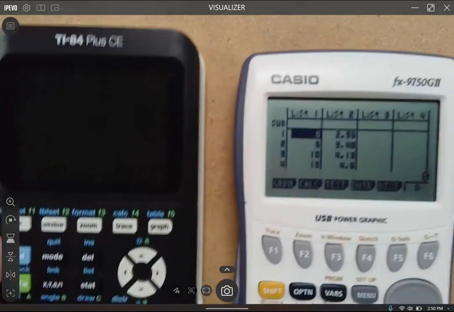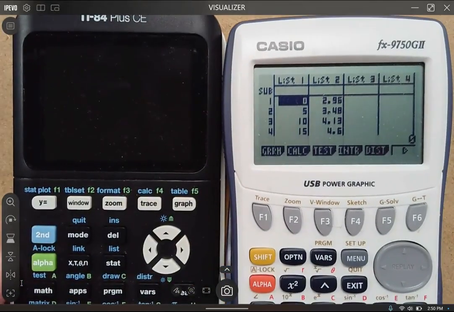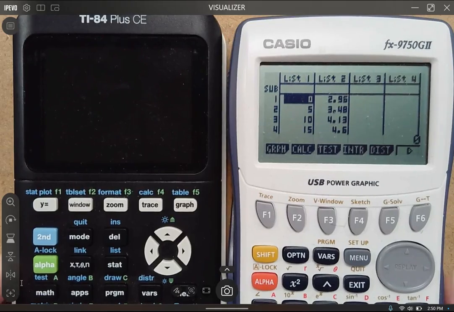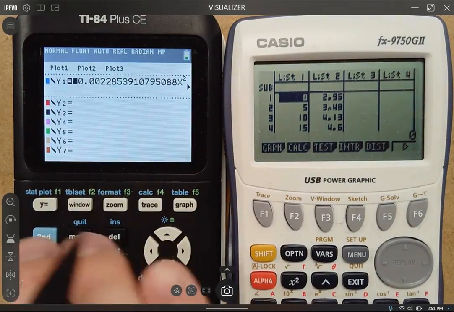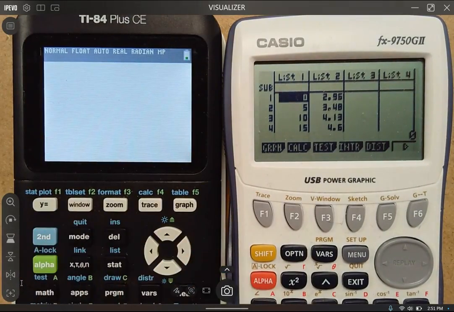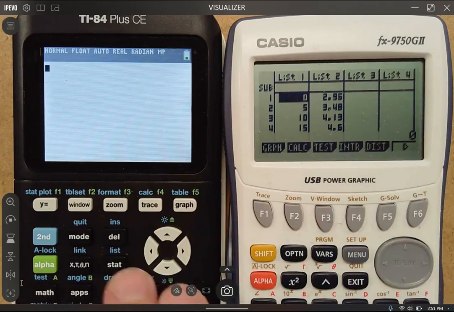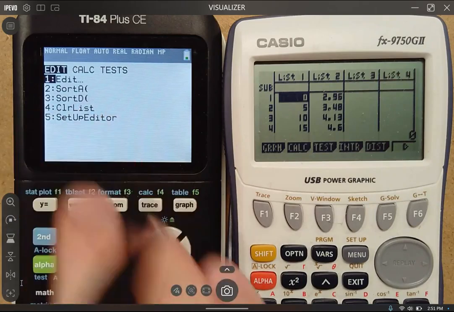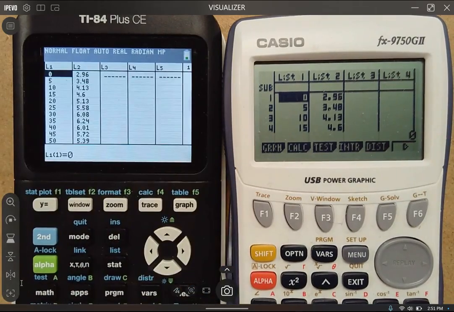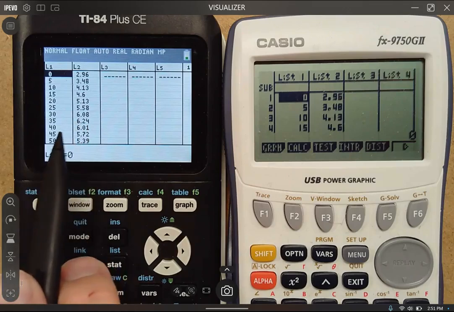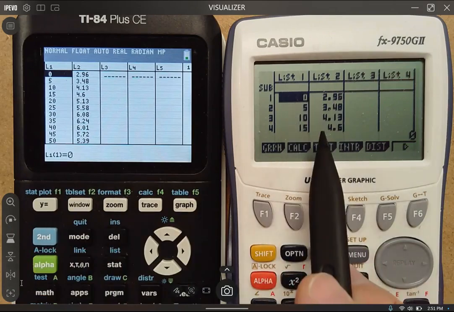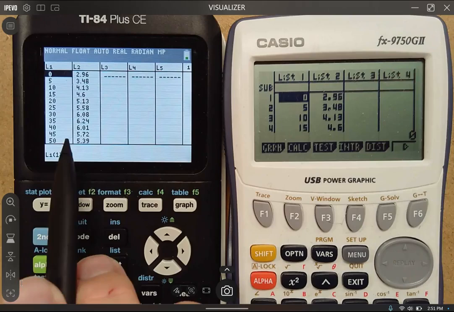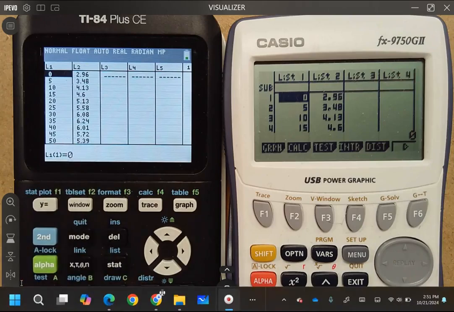All right, now I'm going to kind of side by side talk about how we can find our regression equations on each of these calculators. So on both the TI and the Casio, we should have our information entered. On the TI, I'm going to go to Stat and then Edit again. And as you can see, I have all my data entered here on the TI as well as the Casio.